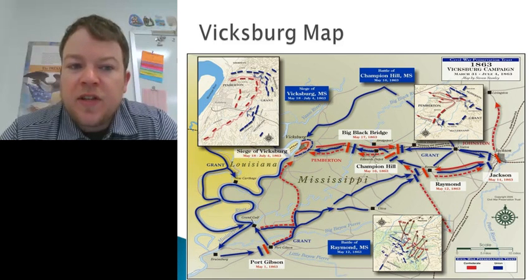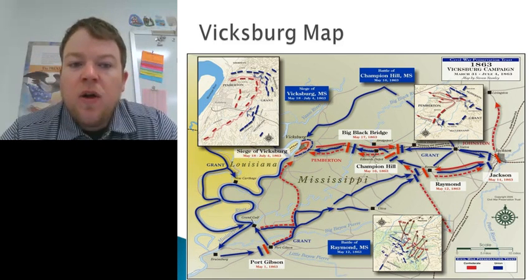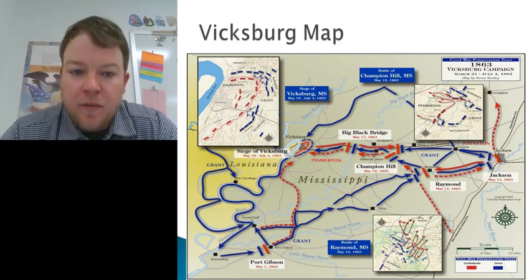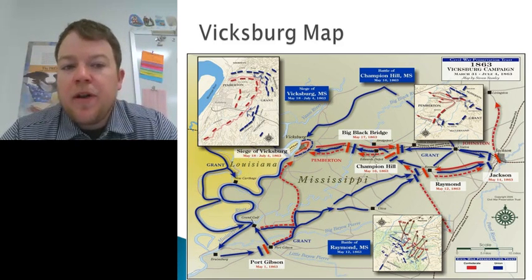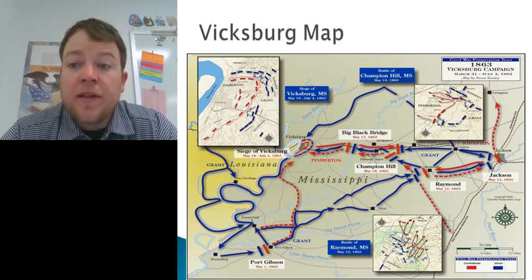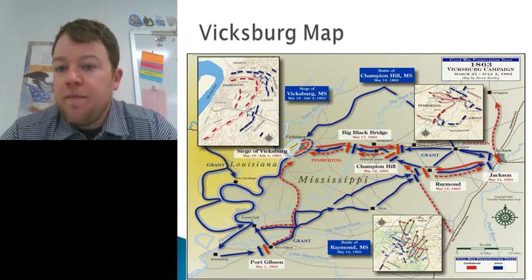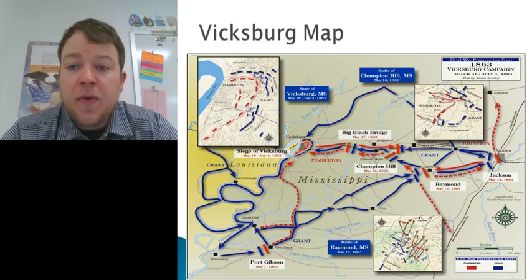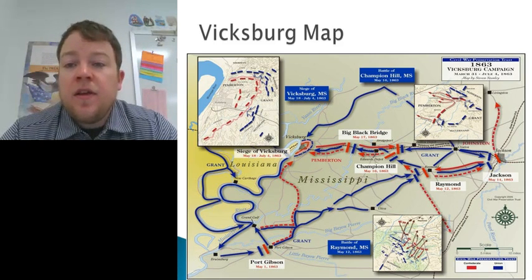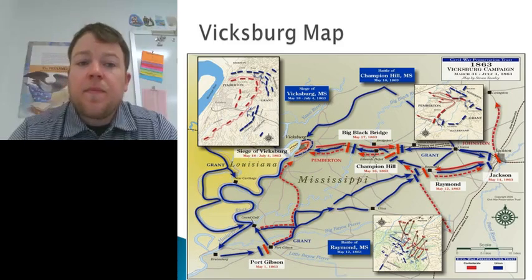What that means is nothing's going to get in, nothing's going to get out. The North is going to be bombarding the town from the Mississippi River, and from their posts outside of the town, and basically waiting them out. The South already has issues with supplies getting there. They didn't have a lot of supplies to begin with, so after about 2 months of starvation, the Confederates are going to surrender, and this is going to give control of the Mississippi River to the North.